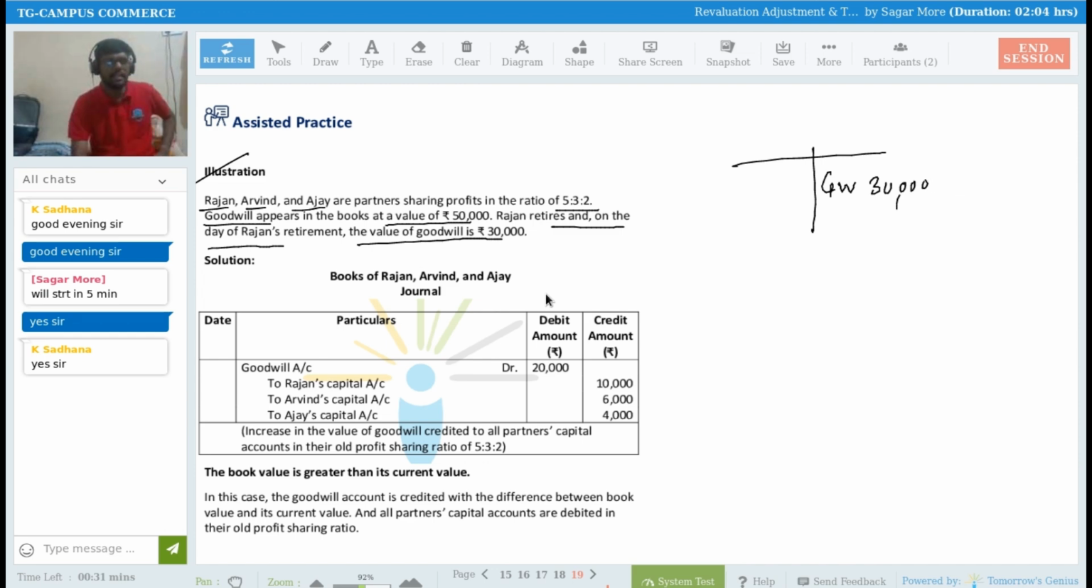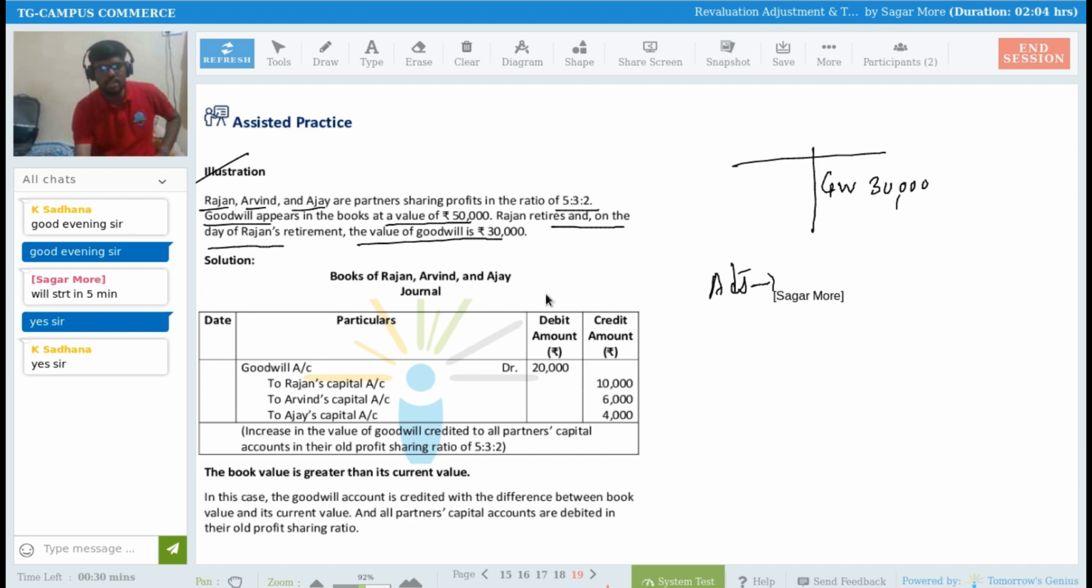Whatever we did previously, in that case, goodwill was not given in the question. You are raising goodwill, which means you have calculated goodwill of the firm. It means goodwill is given in the adjustment. Now goodwill is given in the balance sheet as well as in the adjustment. That is the difference between that question and this concept. In the previous concept, goodwill was not in the balance sheet, but it was given in the adjustment. Now goodwill is given in the balance sheet as well as in the adjustment, right?